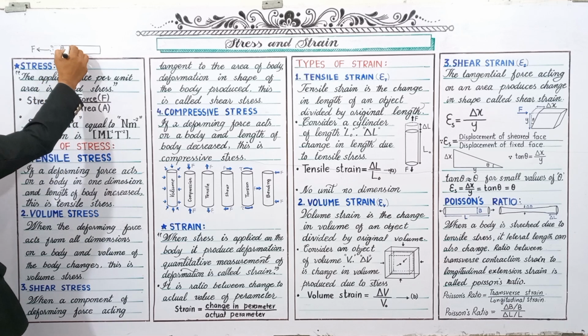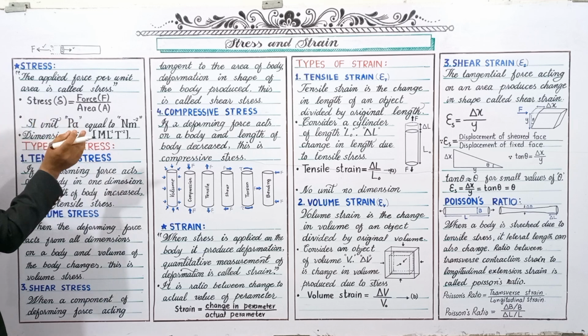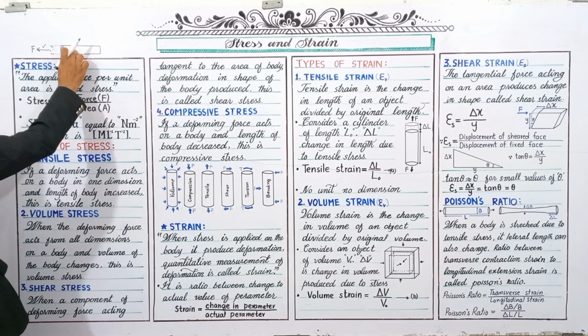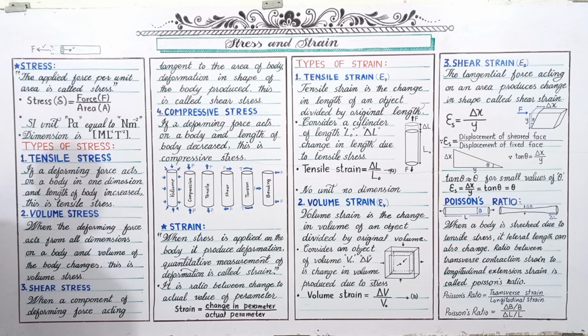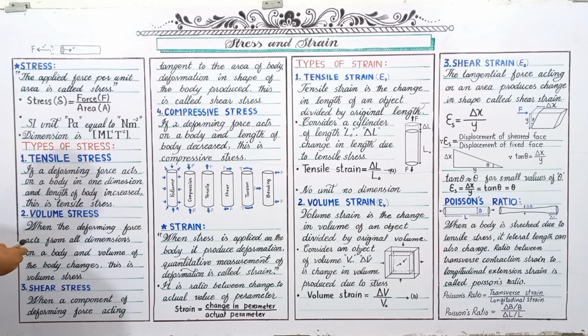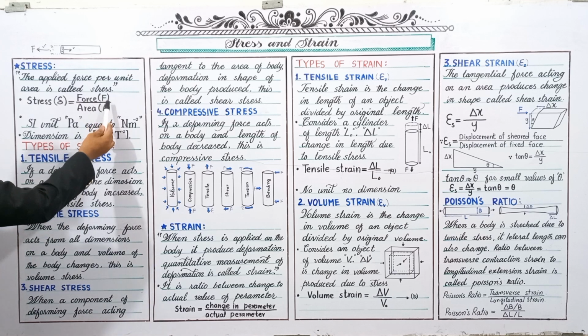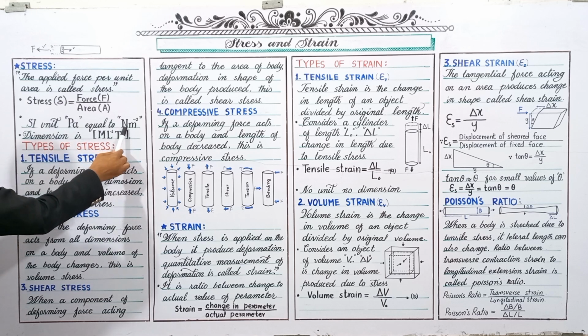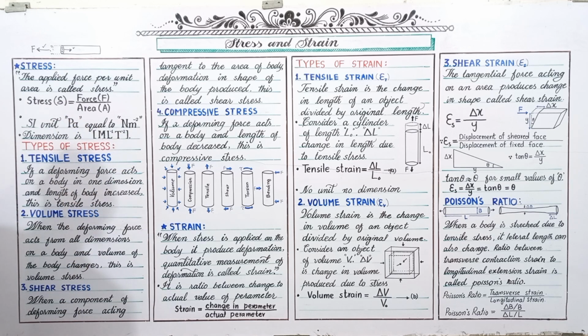Remember that this internal force is equal to the applied force. That's why we simply say the applied force per unit area, but the true concept is that the internal force per unit area is the stress. That is the basic difference between pressure and stress. Pressure is external force per unit area, but stress is internal force per unit area. Both have the same formula, F divided by A. Both have the same unit, Pascal, or you can say Newton per meter square.